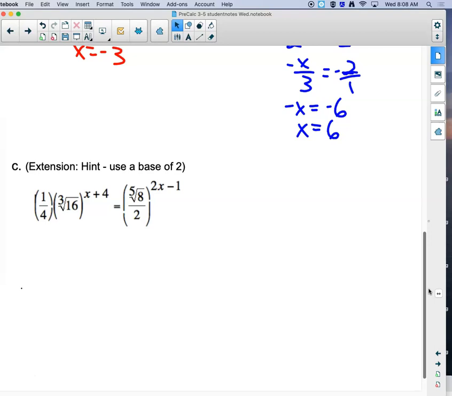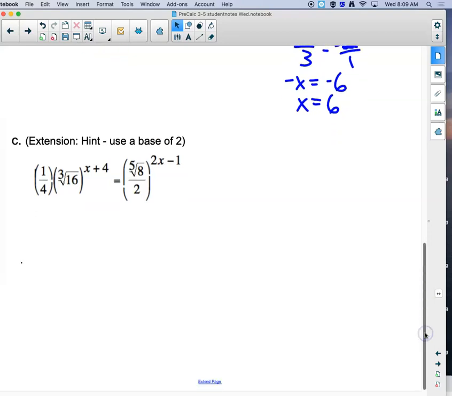Now, C is definitely more difficult. So this is an extension problem. That means this is building off of what we've already done. And there's a hint here to use a base of 2. So I look at all of the numbers that I see in this problem that would have to do with being a base. And I realize, well, that's not a problem for 1/4, because that's 2 to the negative 2. I mean, we get the fraction by a reciprocal, which is negative, and 2 squared is 4. 16, that's 2 to the 4th. So that's not going to be an issue. 8 is 2 to the 3rd, and then we have 2 to the 1st right here. So I just have to keep track of all the other stuff that's going on in this problem.